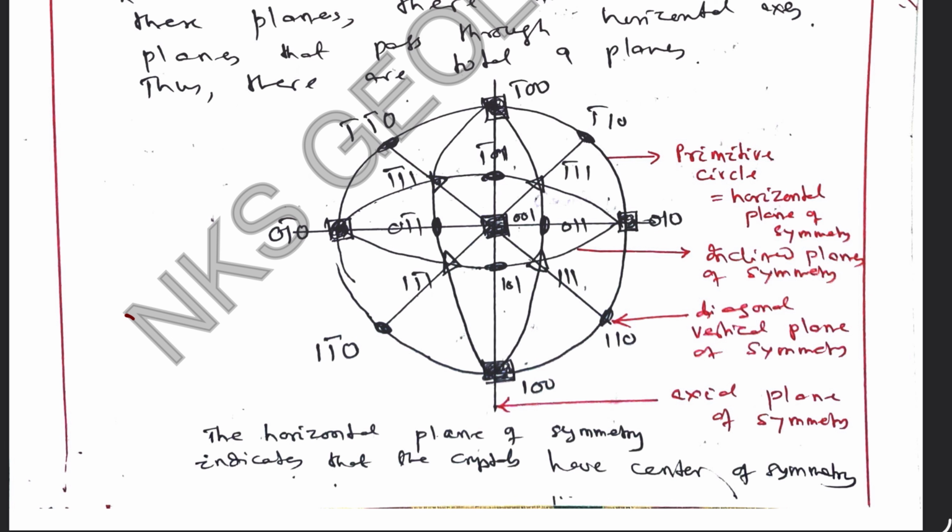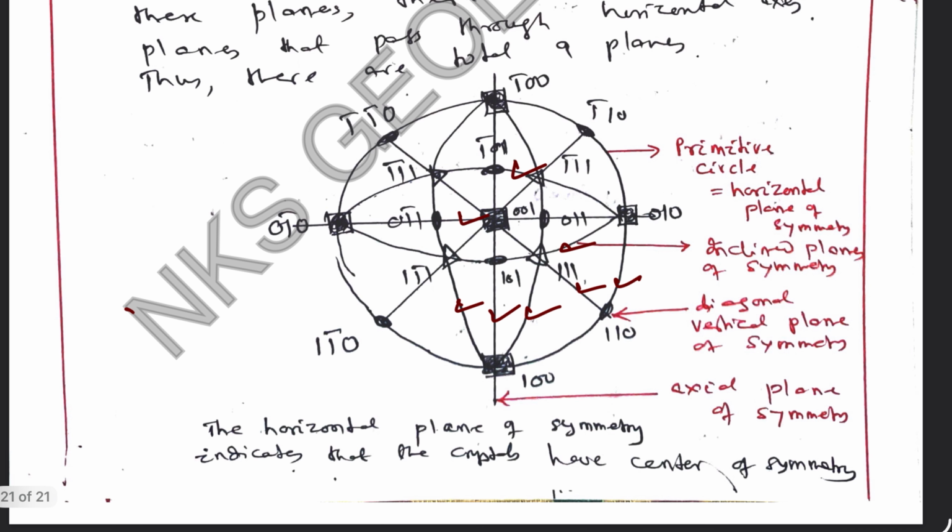This is one plane of symmetry. This is one plane of symmetry. This is one plane of symmetry. In this manner, there are 9 planes. So 9 planes, 13 axes, and it has one center.